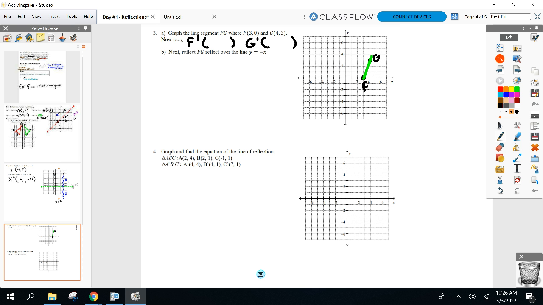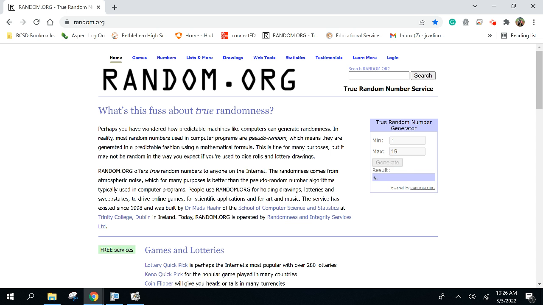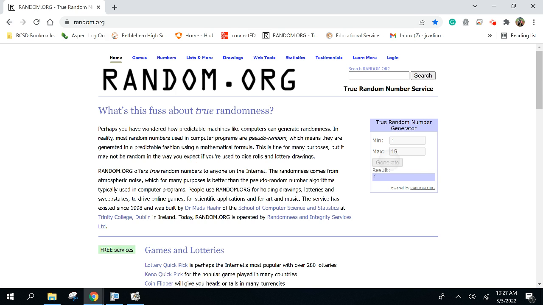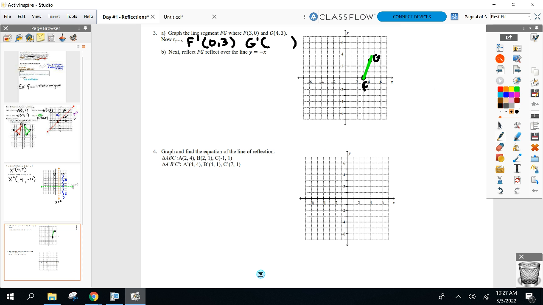What are the coordinates of F prime and G prime? It's just one rule I gave you when I reflect over the line Y equals X. What's F prime going to look like? 0, 3. Good. I just flipped the coordinates. And G prime: G is 4, 3, so G prime is 3, 4. There we go. So let's graph it. F prime is 0, 3. G prime is 3, 4.